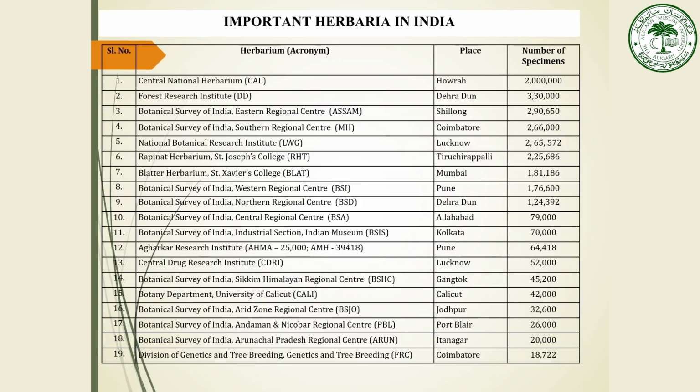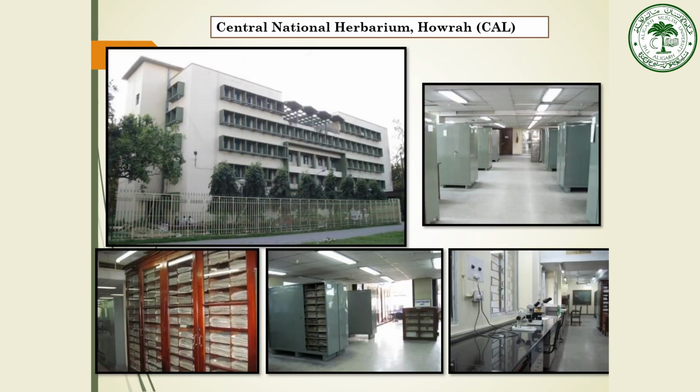Among these important herbaria, the Central National Herbarium, with the acronym CAL, is present in Howrah and has around 2 million specimens. Then there are a number of regional centers of the BSI. You can see here the central circles. All of these have a number of herbarium records documenting India's flora, which help the government identify which species need conservation strategies. So these important herbaria document biodiversity and help in taxonomic research in India, of which the largest is the Central National Herbarium in Howrah.